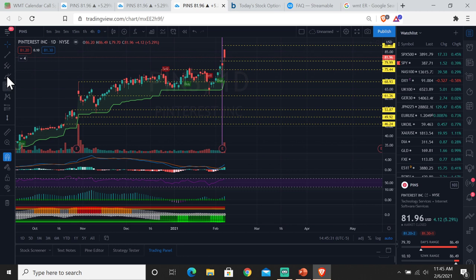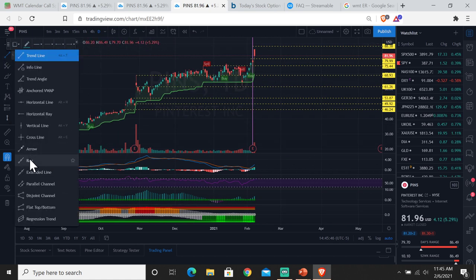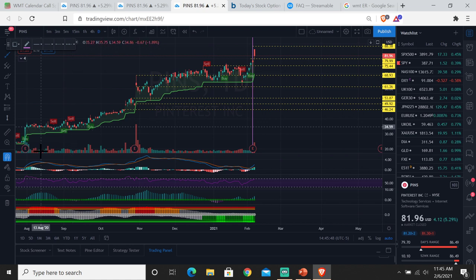All right, I can't find which chart I actually charted pins on. But basically, I had levels drawn out. And then I saw that the pre-market high was about $80 on the previous day. And then I also charted out the regular patterns, you know, like I put in my trend lines and stuff.